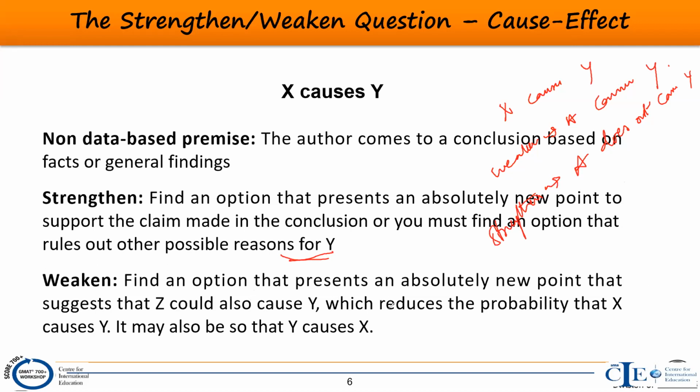Find an option that presents an absolutely new point that suggests that Z could also cause Y, which reduces the probability that X causes Y. It may also be so that Y causes X. So either you reverse the cause and effect or you bring an alternate factor, then you can weaken the original statement X causes Y.